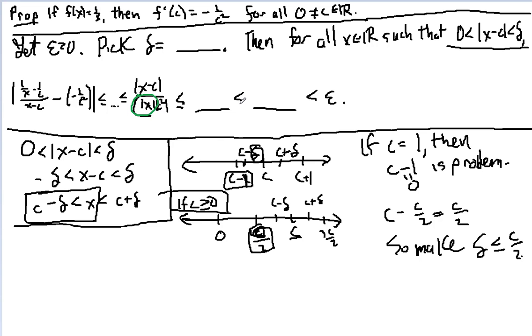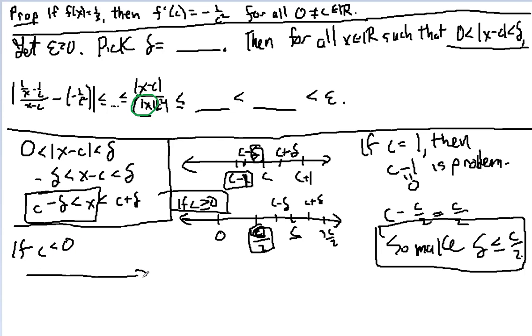So that's how it works for positive. I'm going to make sure that delta is less than or equal to c over 2. And very similarly, if c is negative, then the picture looks like this. Here's 0. Here's c. Here's c over 2. And here is 3c over 2. And the idea here is here's c plus delta, and here's c minus delta.